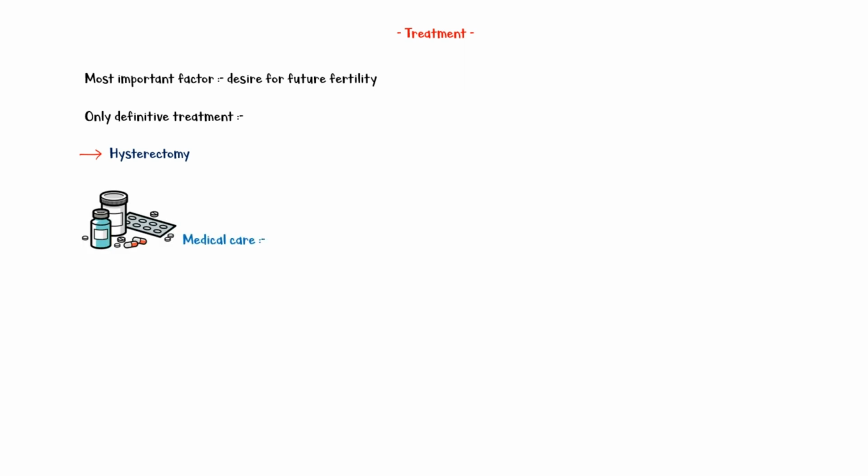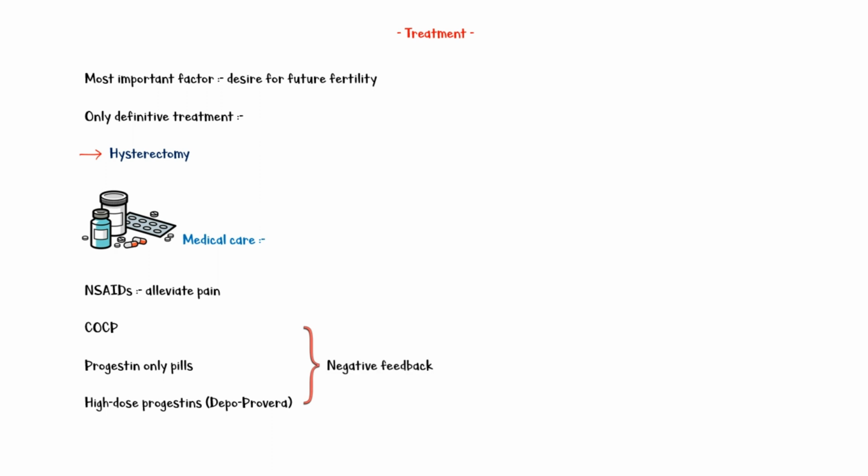Medical treatment options for adenomyosis include the following: non-steroidal anti-inflammatory drugs to alleviate pain, combined oral contraceptive pills, progestin-only pills, and Depo-Provera, all of which elicit a negative feedback effect on the hypothalamic-pituitary-ovarian axis, leading to suppressed ovarian hormone secretion, especially estrogen.